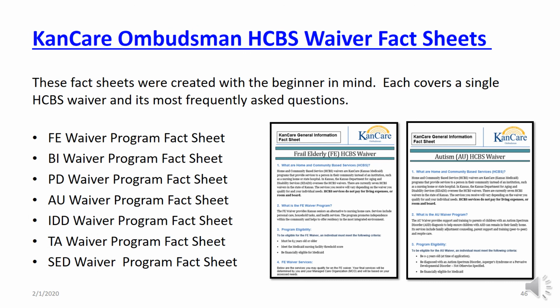Then there's the KanCare Ombudsman HCBS waiver fact sheets. These were created by the KanCare Ombudsman Office with the help of the HCBS waiver program managers and team. These fact sheets were created with the beginner in mind, and each covers a single HCBS waiver and its most frequently asked questions. So there's one fact sheet for each of the waivers. You can print off just the fact sheet for just the waiver that you need, and it'll pretty much be an A to Z of frequently asked questions and hopefully answers. And also who to contact for what type of question you may have.